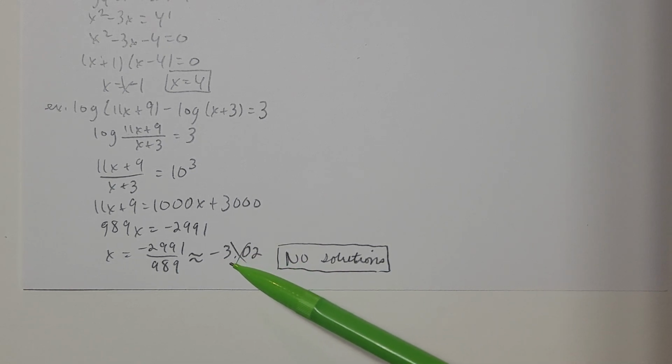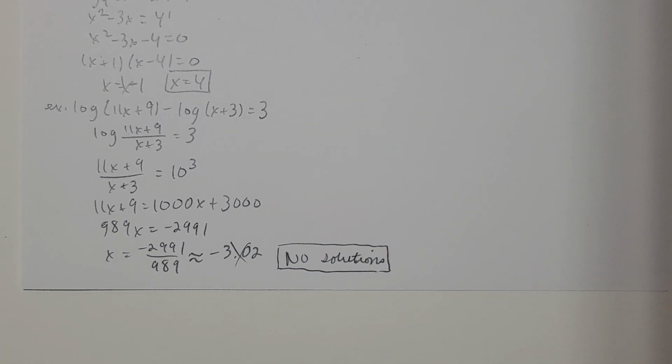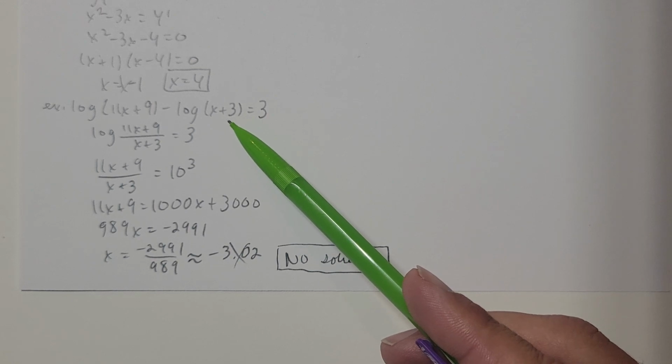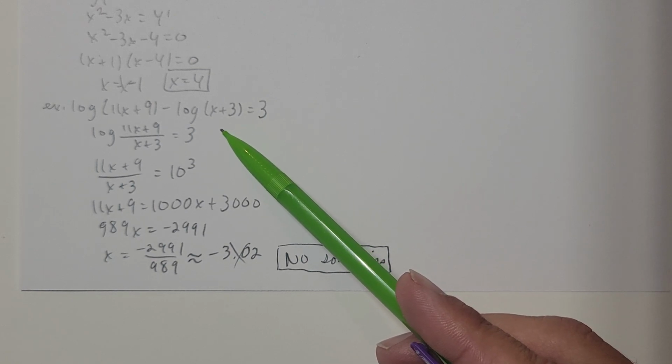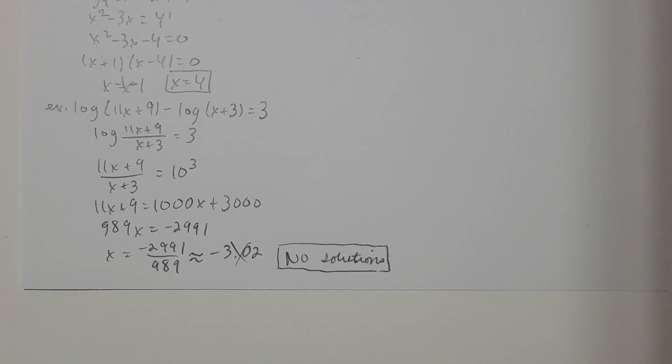So is it true that if x is negative 3.02, am I still going to get 3 there on the right? Well, negative 3.02 plus 3 is negative 0.02, and you can't take the log of a negative number, right? I would also get a negative number right here too. So negative 3.02, that's the only possibility, and it didn't work out. So go ahead and throw that number away, and there are going to be no solutions to this equation. Okay.